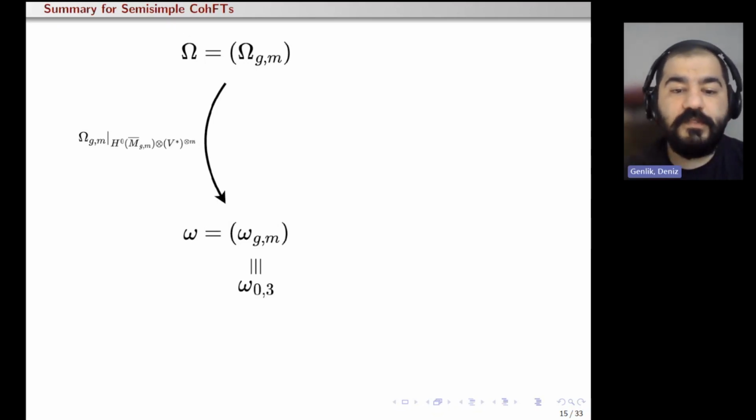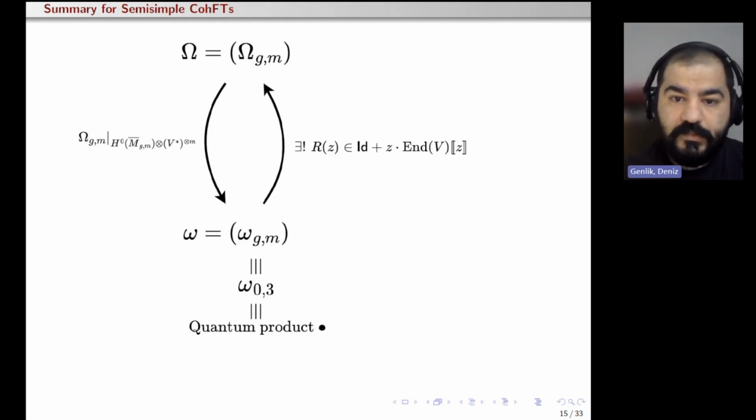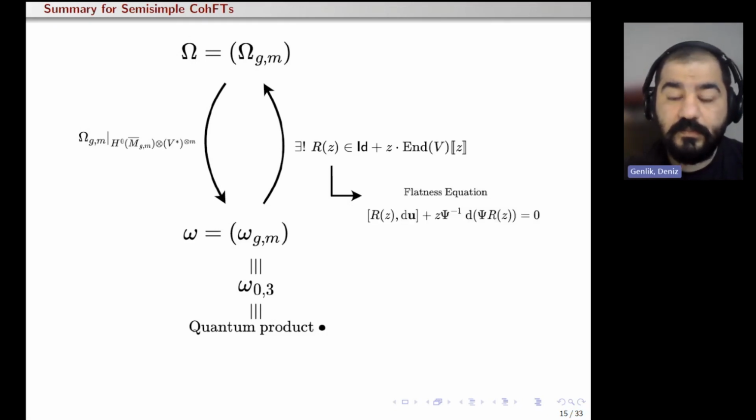And this is equivalent to knowing the 0-3 part of the topological part. But the 0-3 part is also equivalent to something called the quantum product that we described a couple of slides back. And if you want to go back, you need to find this unique R matrix. But finding it is kind of challenging. We know that around the semi-simple point, this R matrix satisfies a differential equation, which is called the flatness equation.